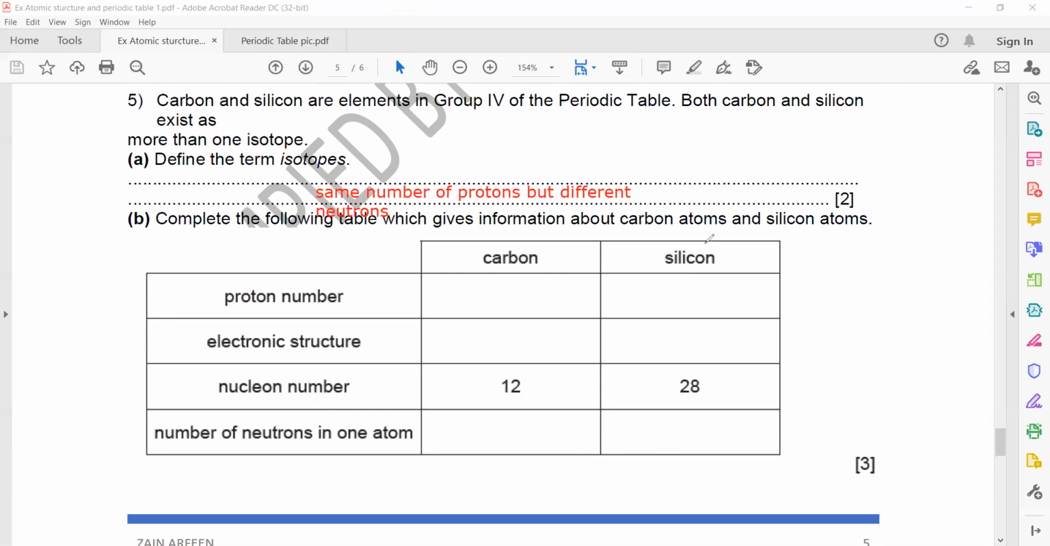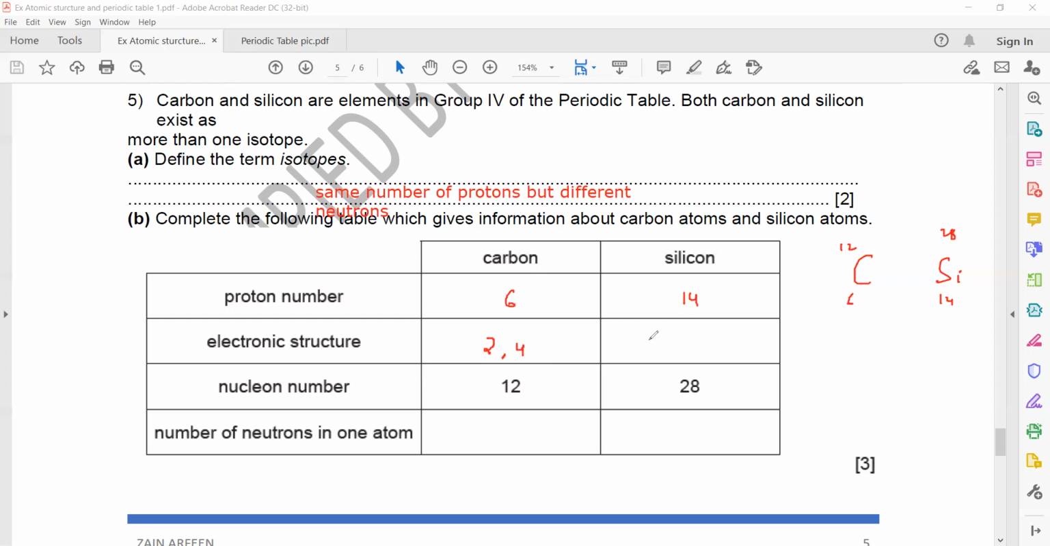Complete the following table which gives the information about silicon. When we check the periodic table, for carbon it is written 12 and 6, and for silicon it is written 14 and 28. So when you work out the number of protons, it will be 6, and for silicon it will be 14. Electronic structure means how the electrons are arranged. Because it is an atom, it will have 6 electrons. How are the 6 electrons arranged? The first shell will have 2 and the second shell will have 4.